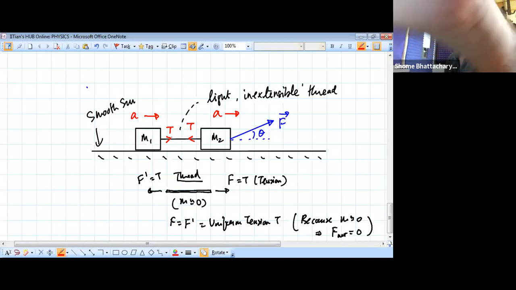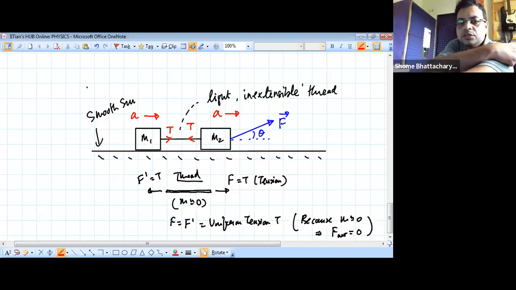Yeah, good question, Yashovardhan, that what if the mass is not tending to zero? So, if the mass is not tending to zero, if it's what we call a heavy rope or a heavy chain or something like that, then the tension will not be uniform. The tension will be different at the two ends. But we will come to that later. Okay, how to deal with that situation, we'll come to that later. But here it's a massless thread.